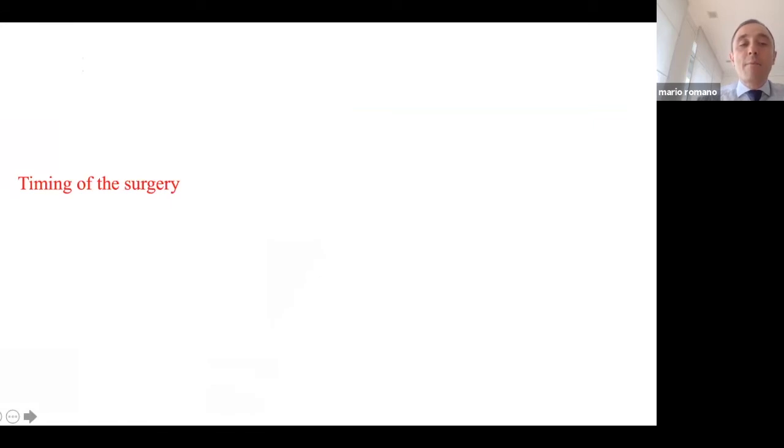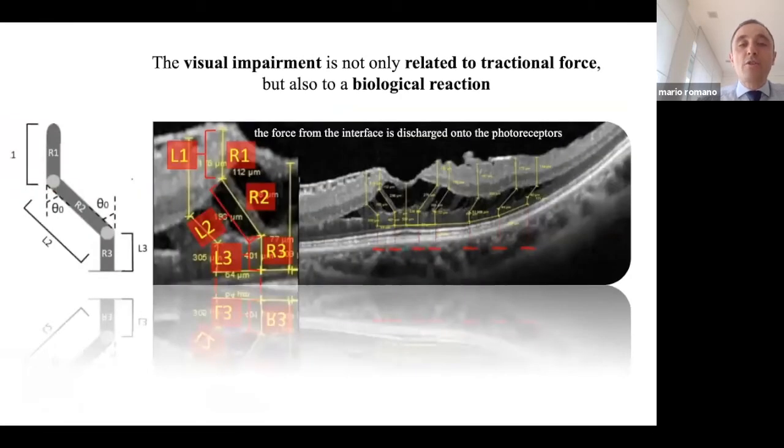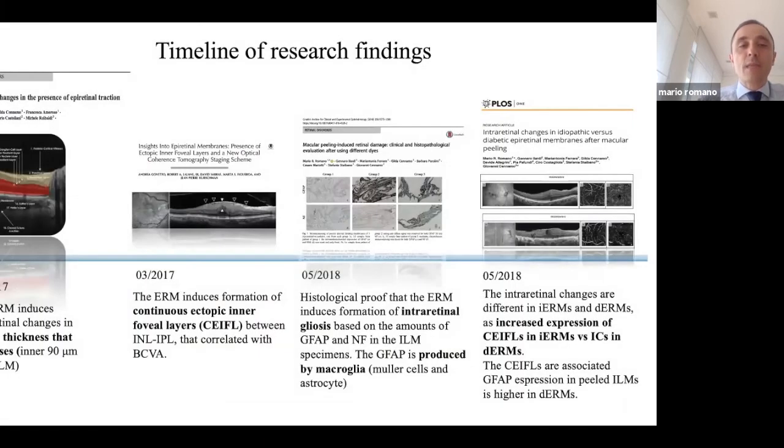What about the timing of the surgery? Which information can we get from the macroglia? We know that the visual impairment is not only related to the traction, but also to the biological reaction. And this is the timeline of research findings.